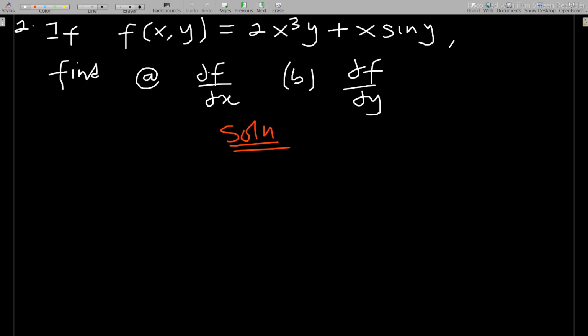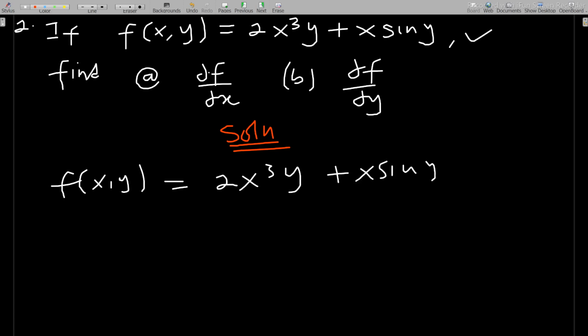Now let's move on to another question. If f of xy is given by this, then you are supposed to find del f del x and del f del y. Already my f of xy is given by 2x cubed y plus x sine of y. Now my first one, del f del x, is simply given by differentiating the whole of this with respect to x.